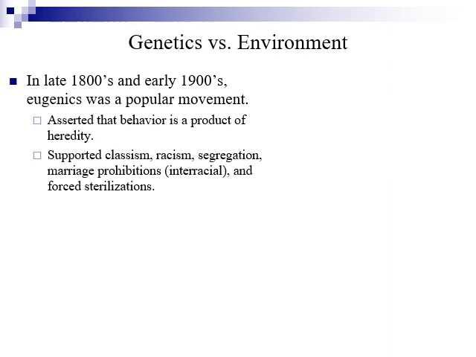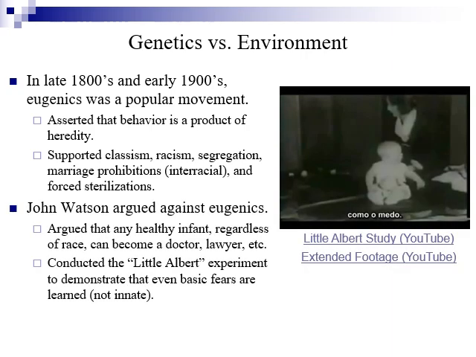In the heyday of all of this, there was John B. Watson. And although Watson's work is now considered unethical, at the time it was actually very forward-looking, because Watson argued that any healthy infant, regardless of race, regardless of their ancestry, could become a doctor, lawyer, or really any specialty.